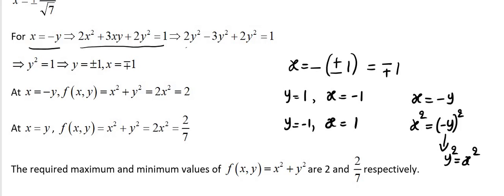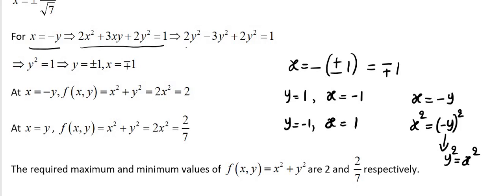Again observe, in this case the values of x and y are like this. First I am going to substitute x equal to minus 1. Minus 1 whole square is 1. 1 into 2 is 2. Again I am going to substitute x equal to 1. 1 square is 1. 1 into 2 is 2.